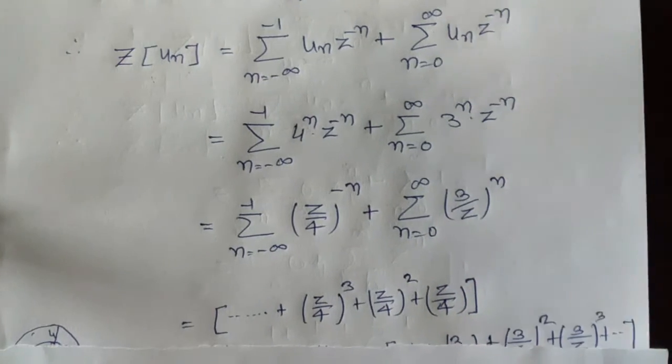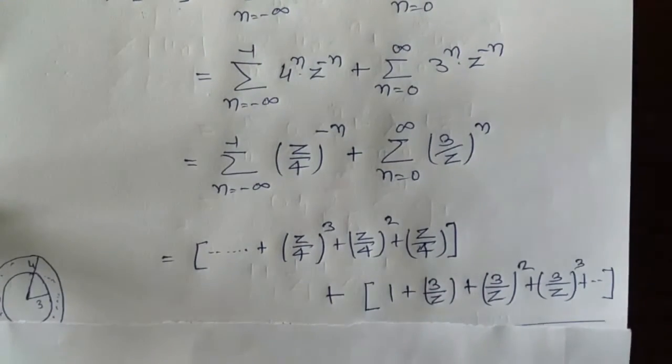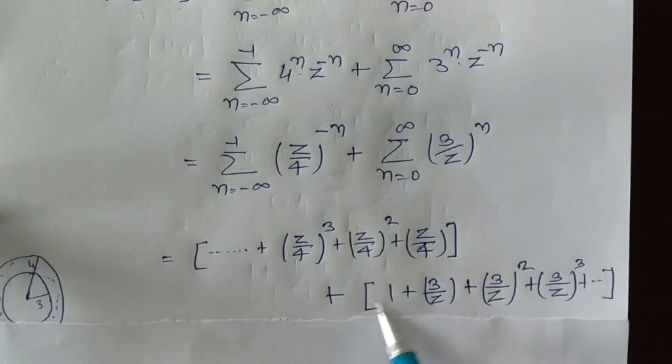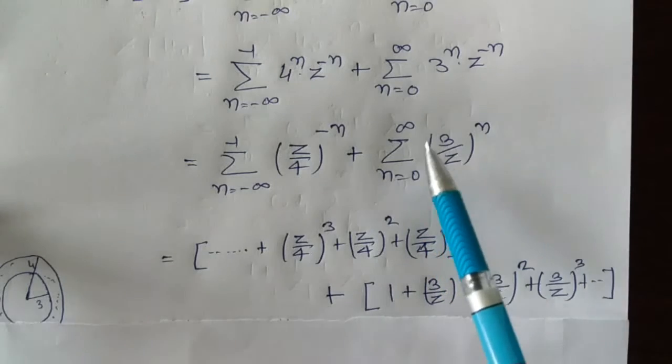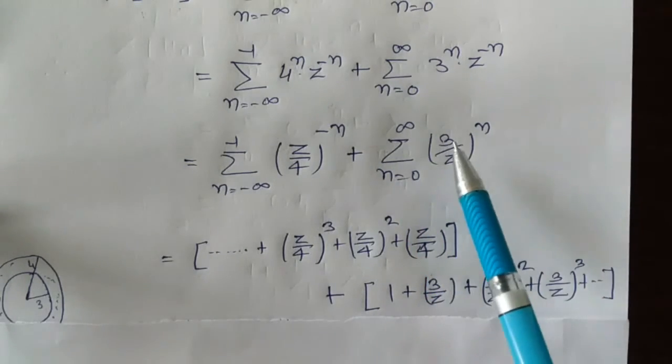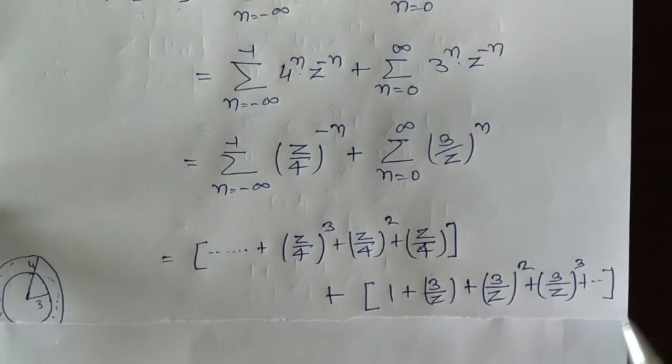Then for n equal to 0, we get (3/z)^0 which is 1, plus for n equal to 1 we get 3/z, plus for n equal to 2 we get (3/z)^2, plus and so on. So these two series are geometric series.